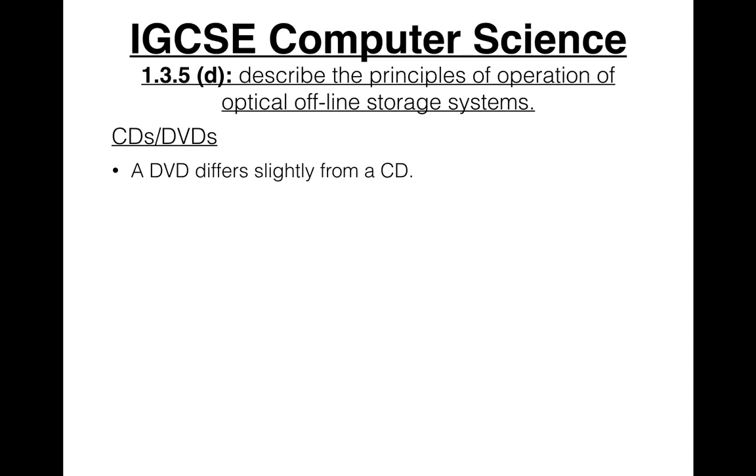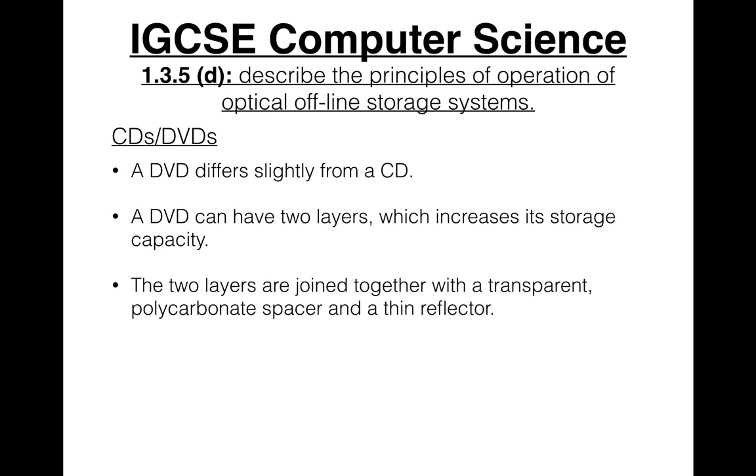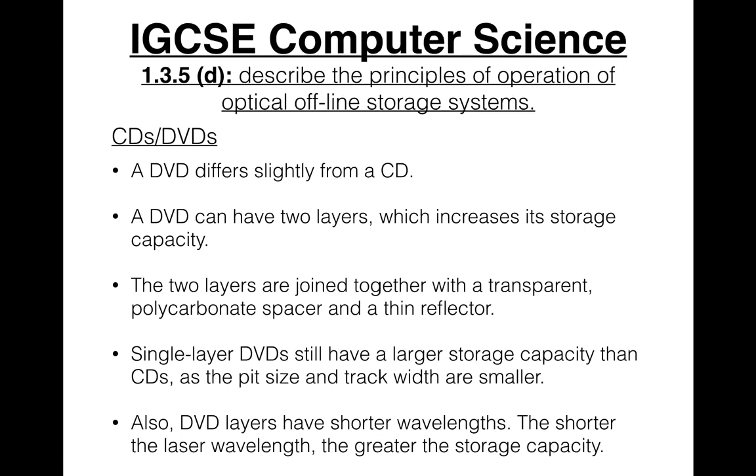A DVD, however, differs slightly from a CD. A DVD can have two layers, which increases its storage capacity. The two layers are joined together with a transparent polycarbonate spacer and a thin reflector. But single-layer DVDs still have a larger storage capacity than CDs because the pit size and track width are smaller. Also, DVD layers use shorter wavelengths. The shorter the laser wavelength, the greater the storage capacity.